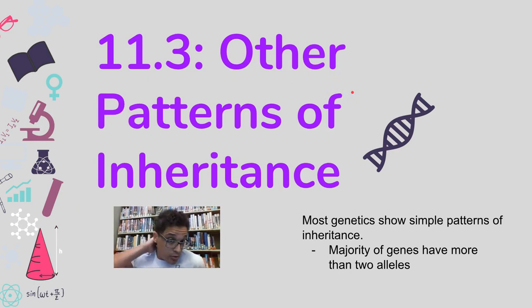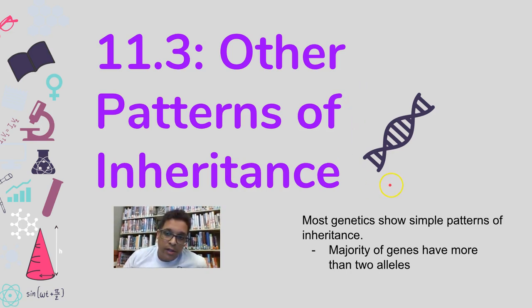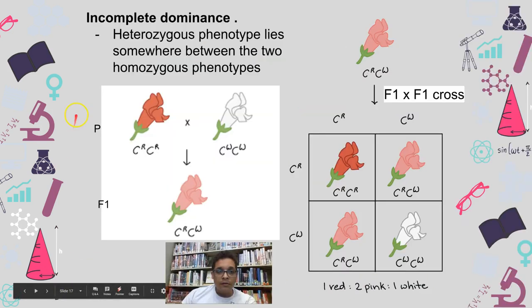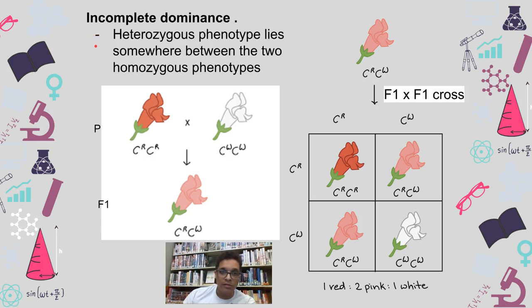So contrary to what most people think, most genetics doesn't show those simple patterns of Mendelian genetics, and the majority of genes have more than 2 alleles that make up the traits. The first of these exceptions is something called incomplete dominance, which is when the heterozygous phenotype lies somewhere between the 2 homozygous phenotypes.